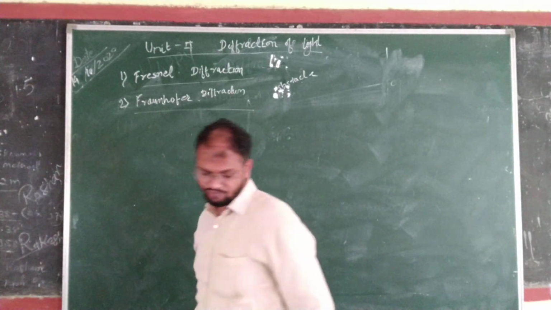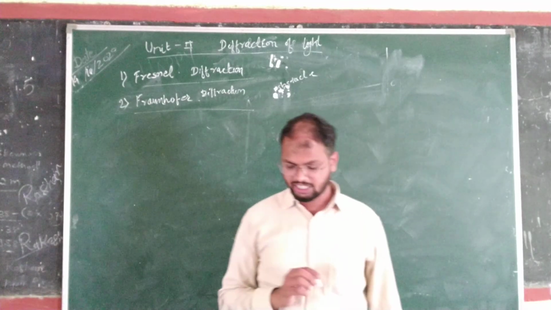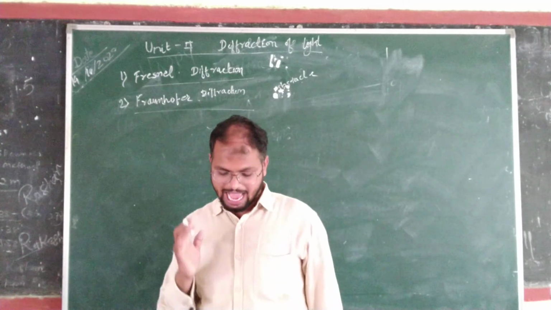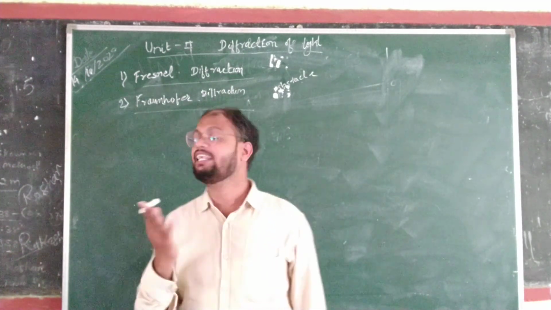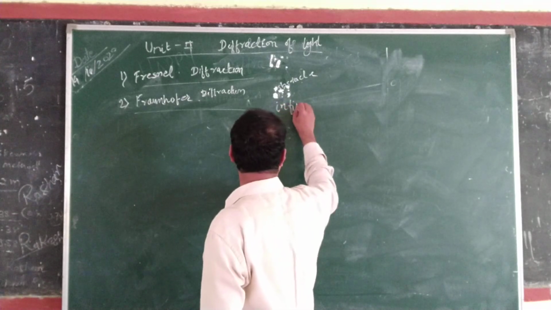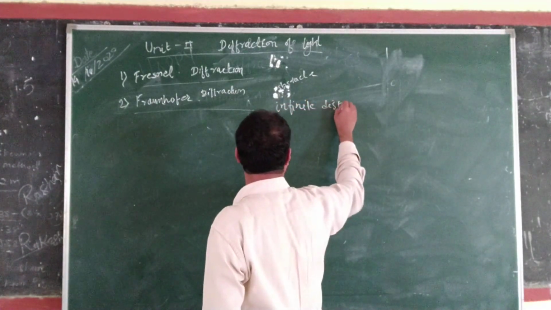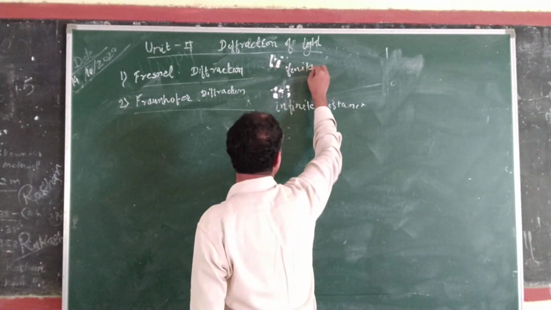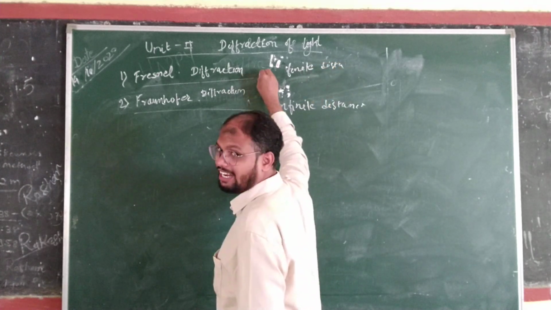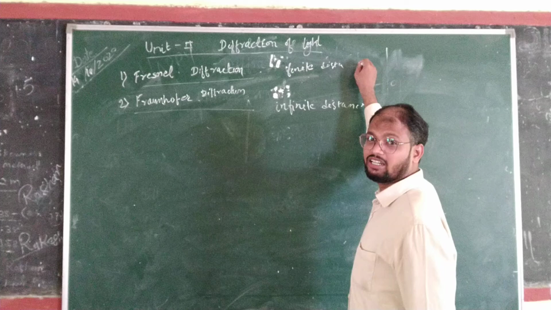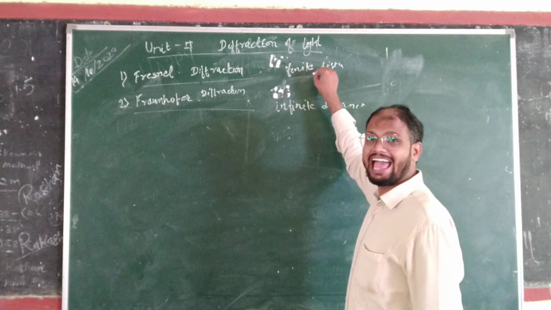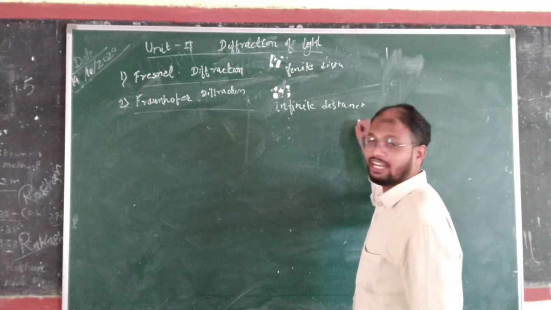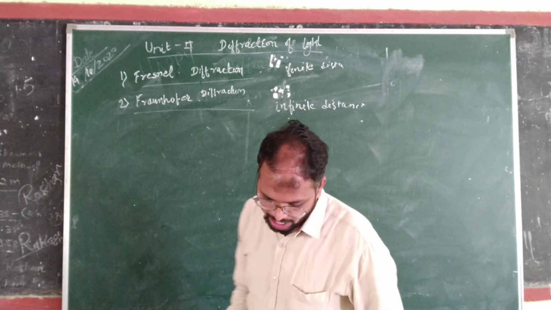Now we see Fraunhofer diffraction. In this case of diffraction, the source of light and the screen are effectively at infinite distance. And Fresnel diffraction means finite distance. Here the screen and the source are at finite distance from the obstacle. And in Fraunhofer diffraction, source and the screen are at infinite distance from the obstacle.